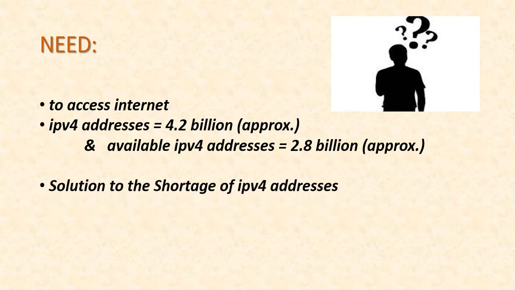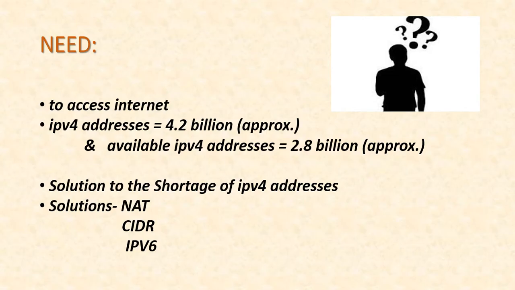So, as the solution to the shortage of IP version 4 addresses, NAT came. There are some other solutions as well, like CIDR and IP version 6. So the question came: why do we need NAT if we can simply assign a public IP address to the host to access the internet?